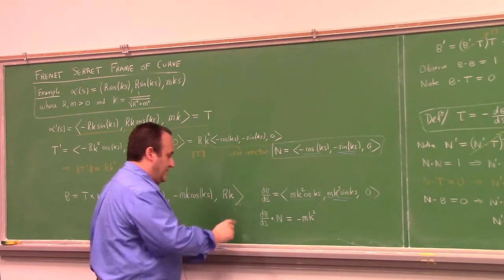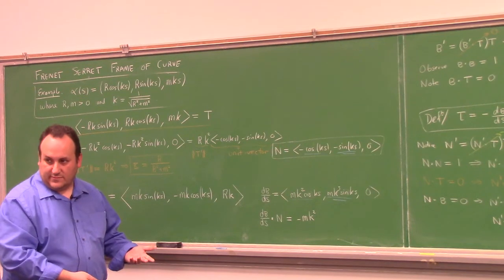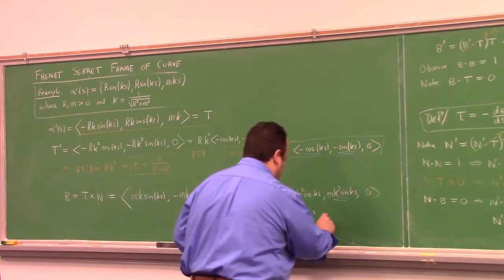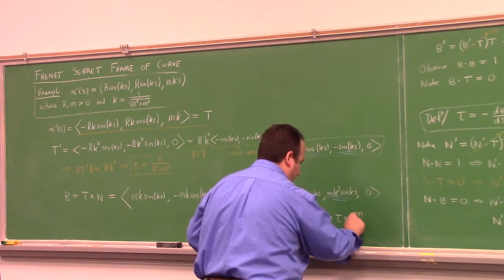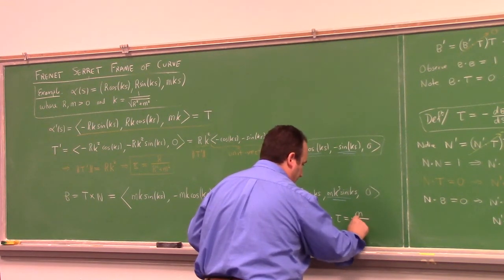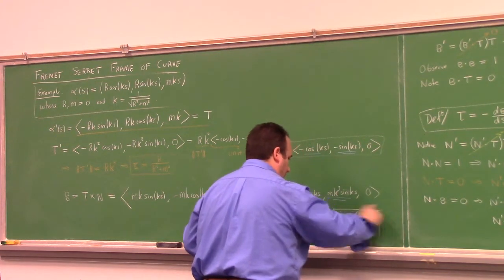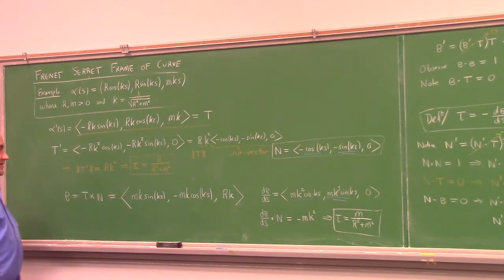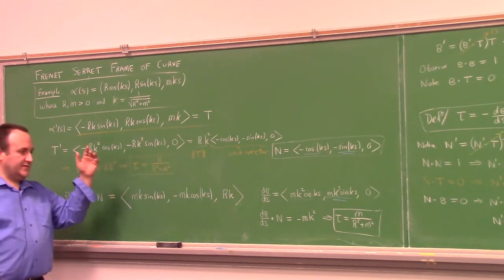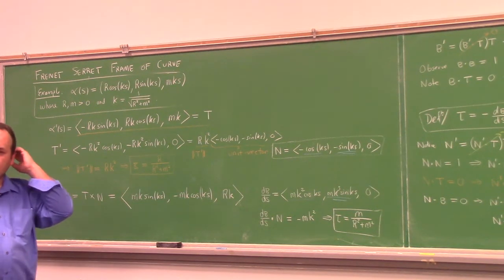Now keep in mind that this is not the torsion. The torsion is minus that, right? So this implies that the torsion is m over r squared plus m squared. So there you go. This is the curvature for a helix, and that's the torsion for a right circular helix.